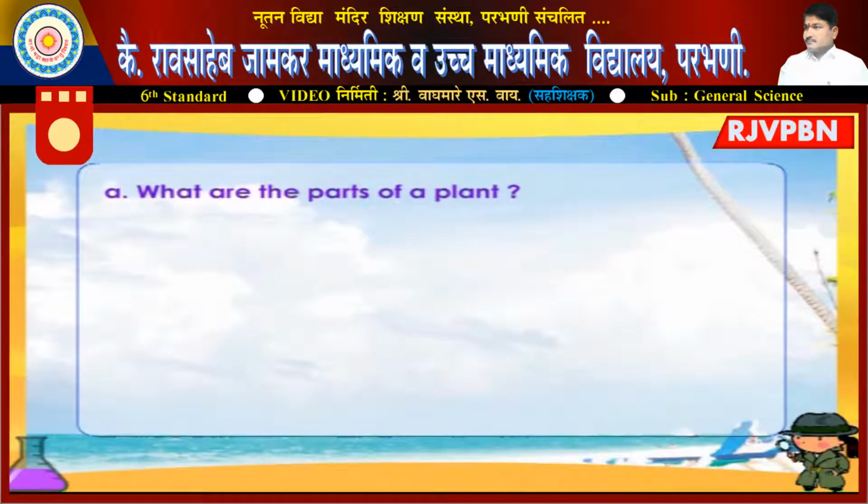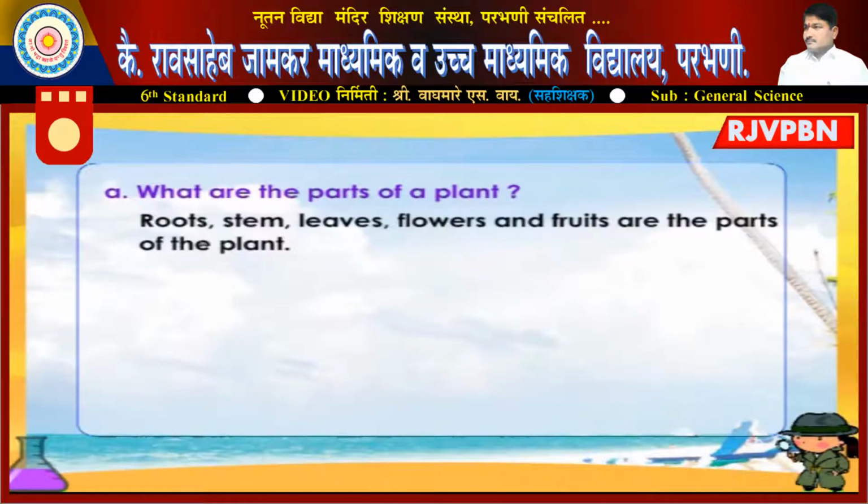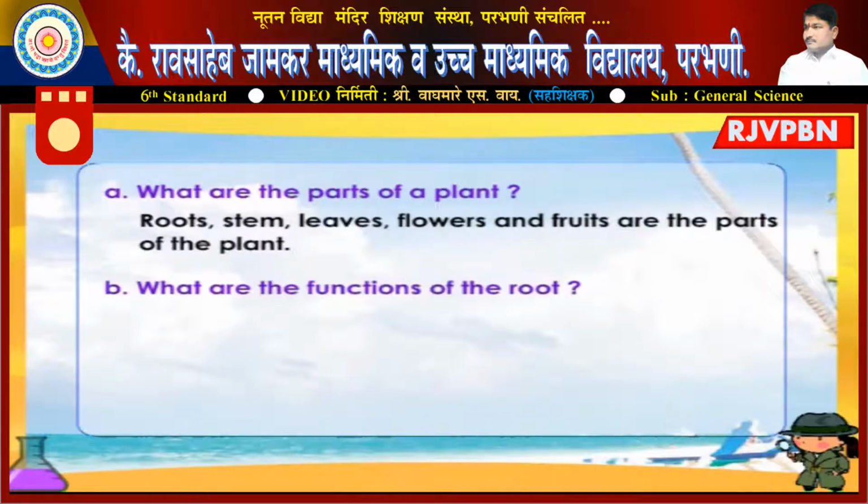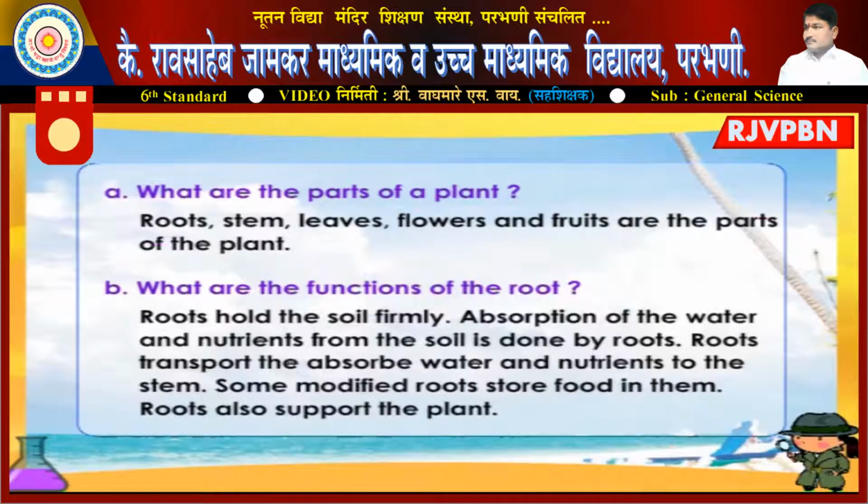Write answers to the following. What are the parts of the plant? Roots, stem, leaves, flowers and fruits are the parts of the plant. What are the functions of the root? Roots hold the soil firmly. Absorption of water and nutrients from the soil is done by the roots. Roots transport the absorbed water and nutrients to the stem. Some modified roots store food in them. Roots also support the plant.